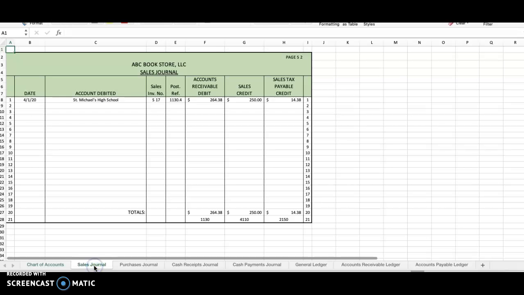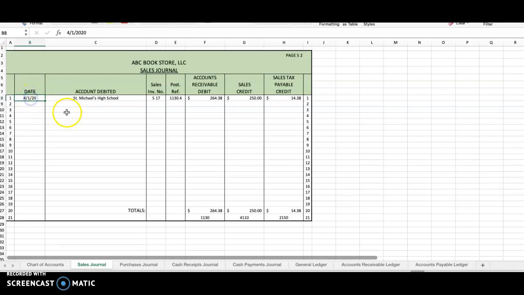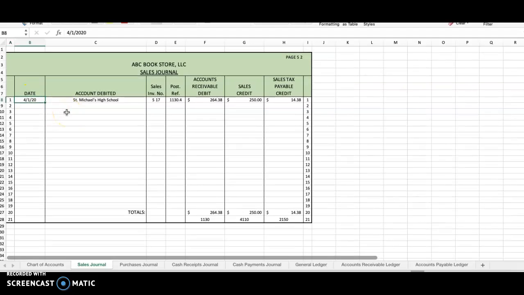Down at the bottom, we have our journals, our 4 journals that we've had before are at the bottom here. So first one is sales, and there is one entry in here, and we'll come back to this, but let's walk through it real quickly here.